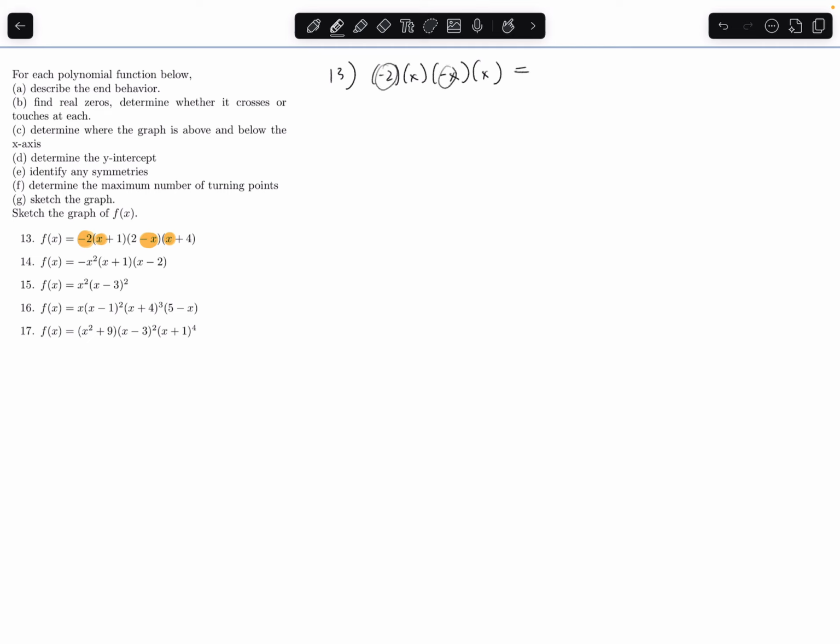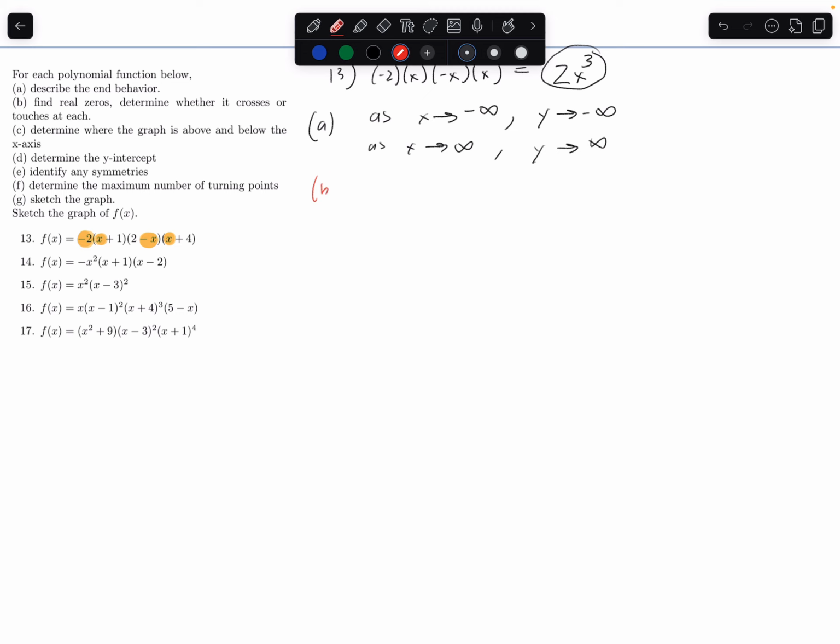So I've got a negative 2 and negative x, that's going to give me a positive overall. And I've got 3 x's, so it's going to be x to the third, 2x to the third. This is your leading term right there, which means as x goes to negative infinity, this is going to be negative, right? And 2 times negative something is going to be negative. So y is going to go to negative infinity. As x goes to positive infinity, everything's positive, so y is going to go to positive infinity. So that's part A done.